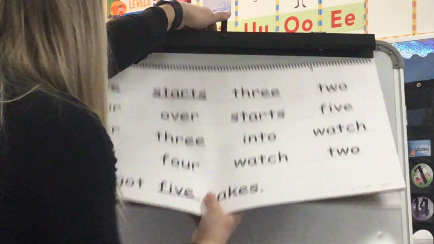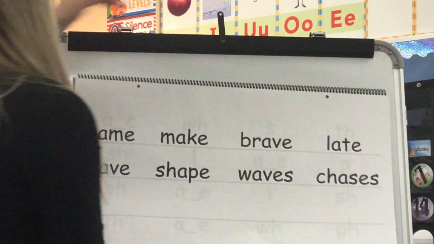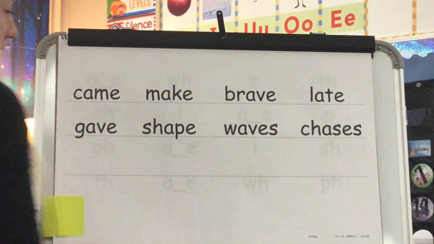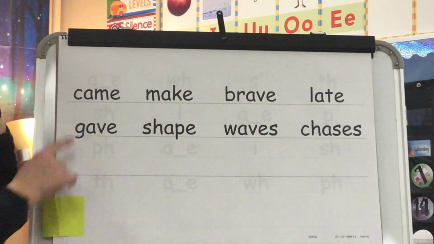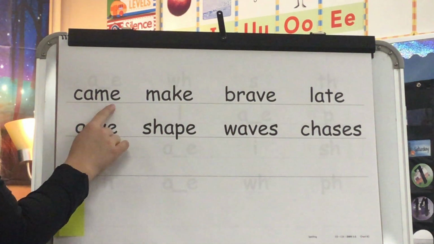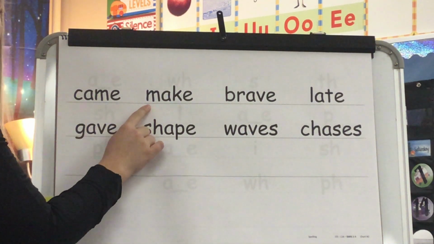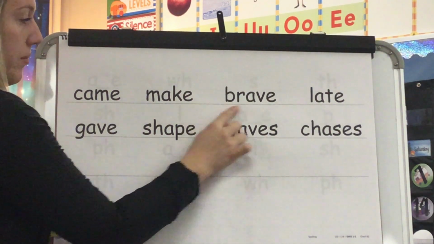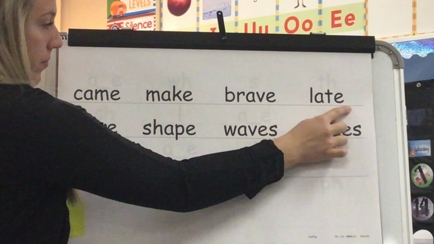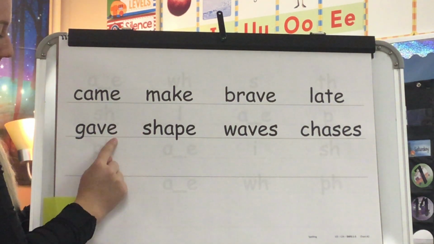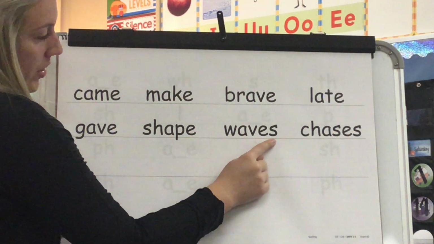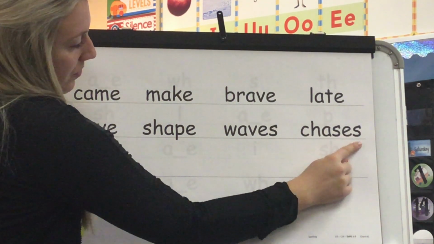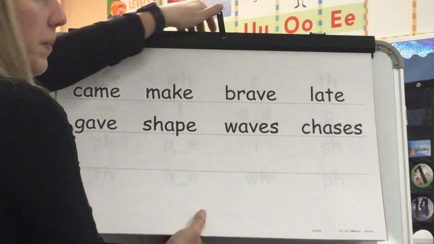Now's the time to pause the video and get out your spelling materials. These are our spelling words for the week. All of these words have the A consonant E pattern. Let's read our words. Word? Came. Yes, came. Word? Make. Yes, make. Word? Brave. Yes, brave. Word? Late. Yes, late. Word? Gave. Yes, gave. Word? Shape. Yes, shape. Word? Waves. Yes, waves. Word? Chases. Yes, chases. Let's stretch and spell some words.